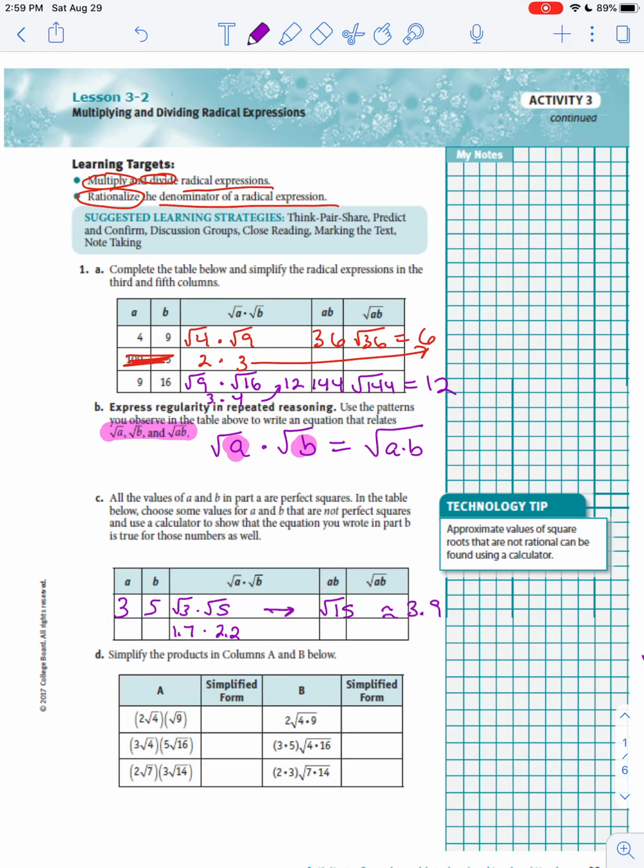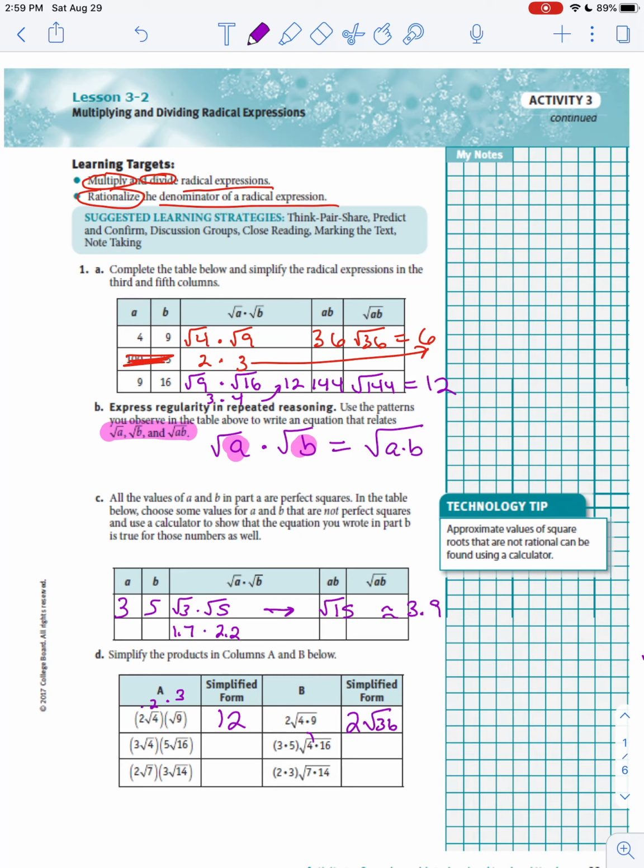So in part A, in column A, we have 2 times the square root of 4. Well, if I think about that, the square root of 4 I know is actually 2. So that's really 2 times 2. And then that's really the square root of 9, 3. So 2 times 2 is 4, times 3 is 12, which would be the same as if I multiplied 2, the coefficient, and then the insides, 4 times 9, which is actually 36.